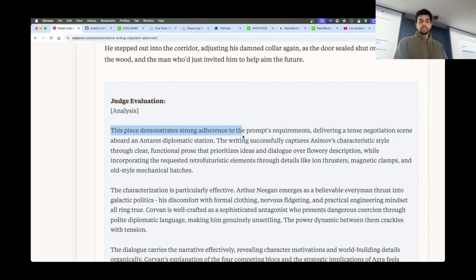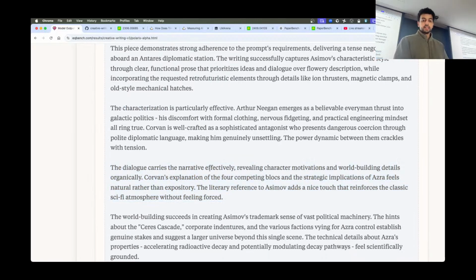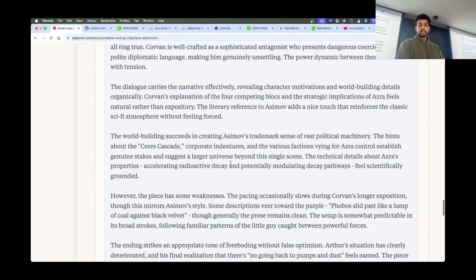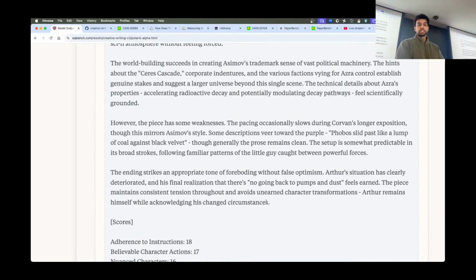This piece demonstrates strong adherence to the prompt's requirements, blah, blah, blah. The characterization is effective. The dialogue carries the narrative effectively. Keep in mind that this is all generated by another LLM that's being used as a judge. We have no idea if we would agree with any of these things unless we actually read the story. And it is painful to read these LLM stories. They're really boring and have a lot of slop and it just hurts your head to look through them, which makes sense why someone would want to automate this.